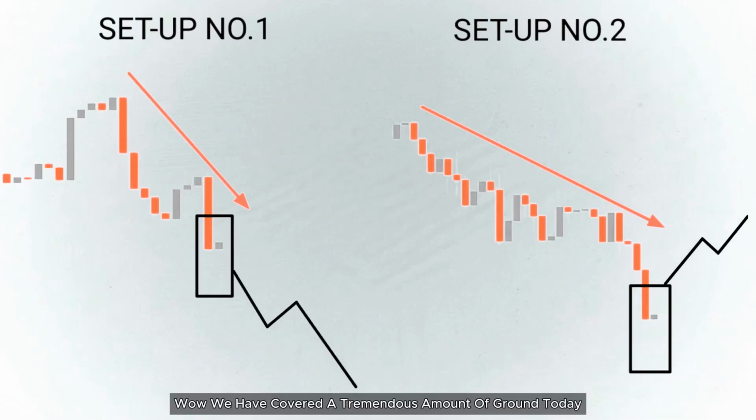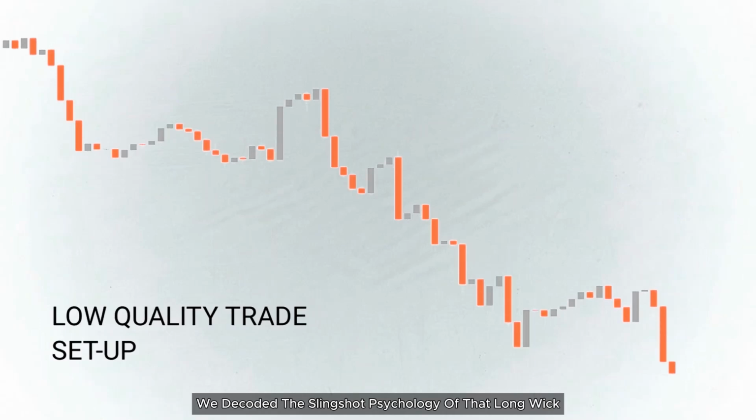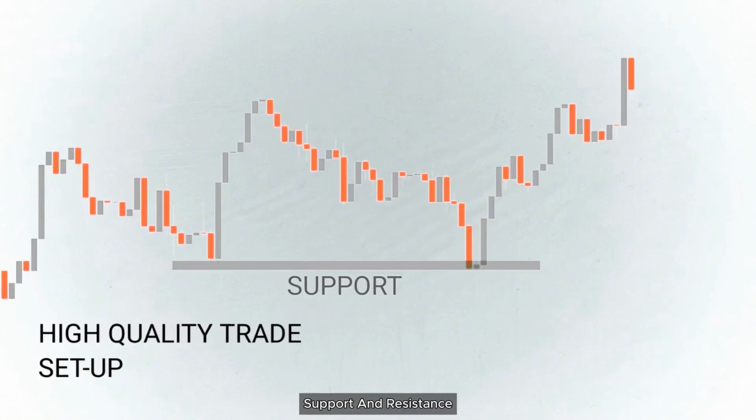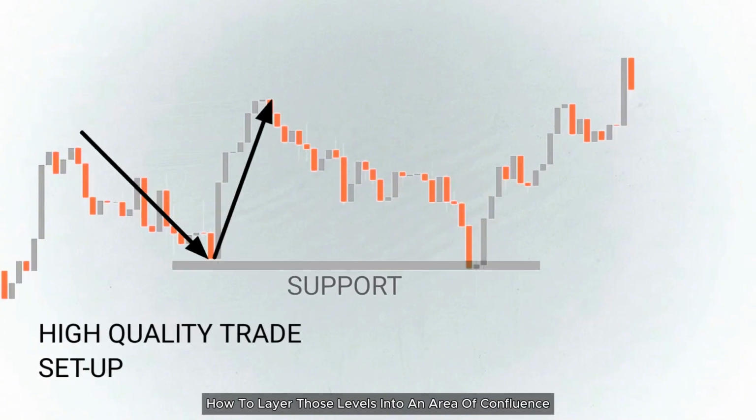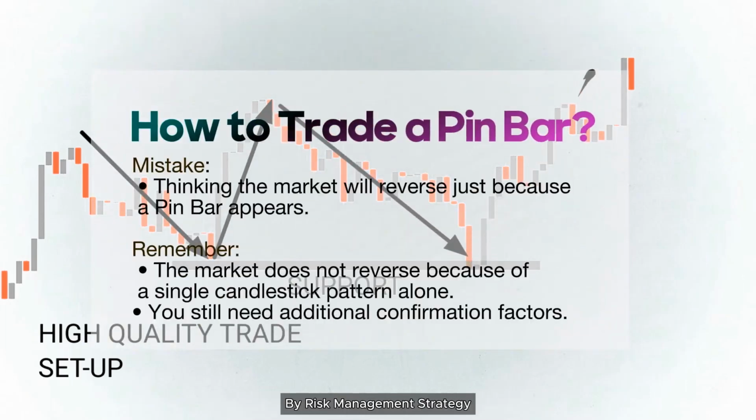Wow, we have covered a tremendous amount of ground today. We decoded the slingshot psychology of that long wick. We learned why trading isolated patterns is a massive trap. We discovered how to map historical support and resistance, how to layer those levels into an area of confluence, and finally, how to truly protect ourselves with a strict 3-to-1 risk management strategy.